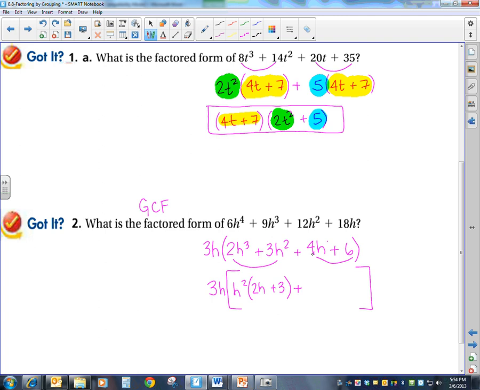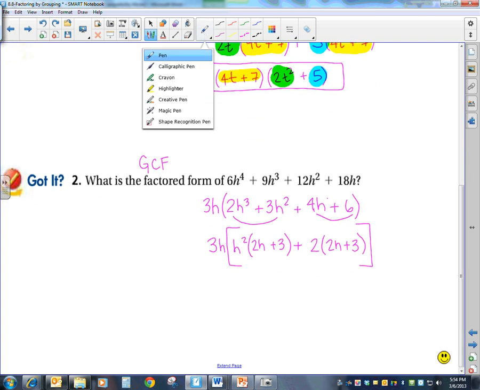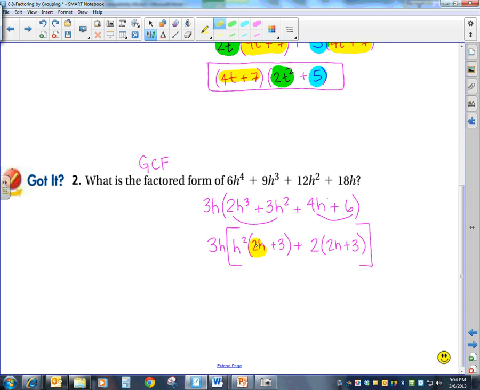And then to go to my next one, 4 and 6 have a common factor of 2, leaving me with 2h plus 3. Again, check it if you need to. 2 times 2h is 4h. 2 times 3 is 6. So now we have factored out our binomial. Okay, this is my common binomial factor. And this is what we have left. This is what's left of the first part. Sometimes it does that. And this is what we have left of the second part.